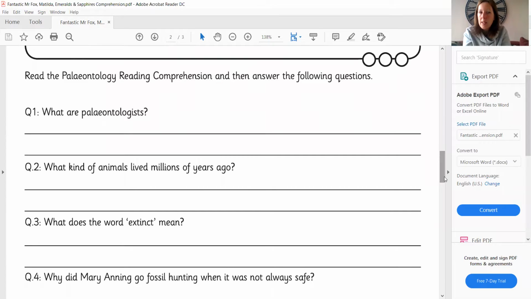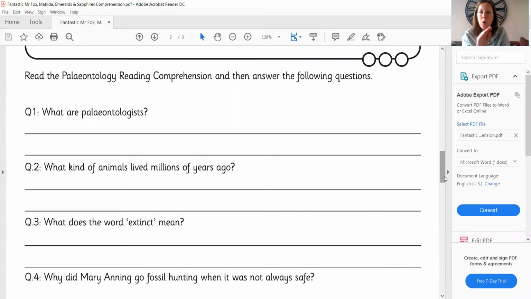Okay, so look at the top, it says read the paleontology reading comprehension and answer the following questions. So you've got a series of questions there. Now, a couple of things to remember when you are answering questions, and this is always really good practice. So when you give your answer, give it in a full sentence. So, for example, when it says question 1, what are paleontologists? Your sentence would begin with paleontologists are, and then you would explain what paleontologists are.